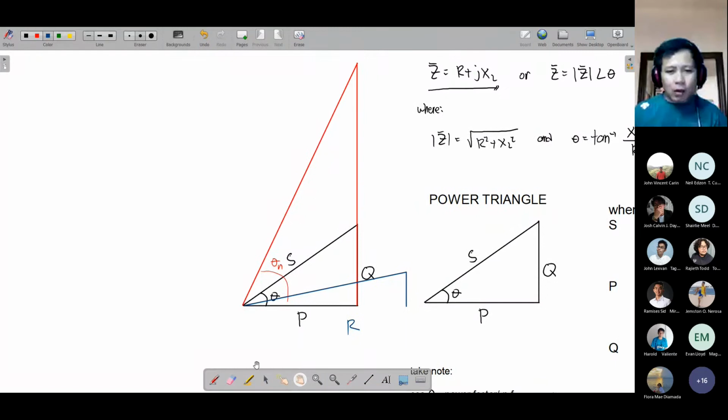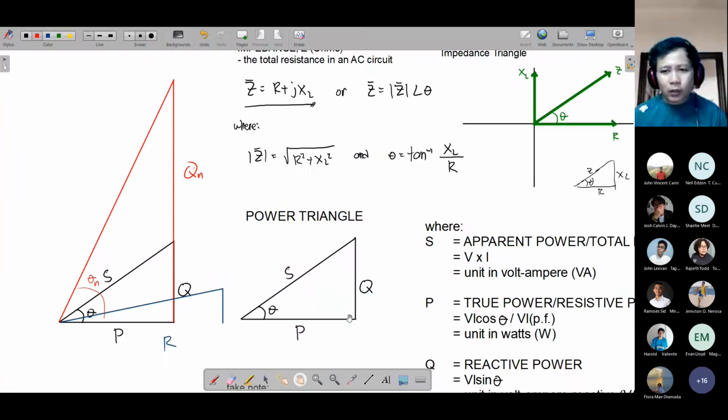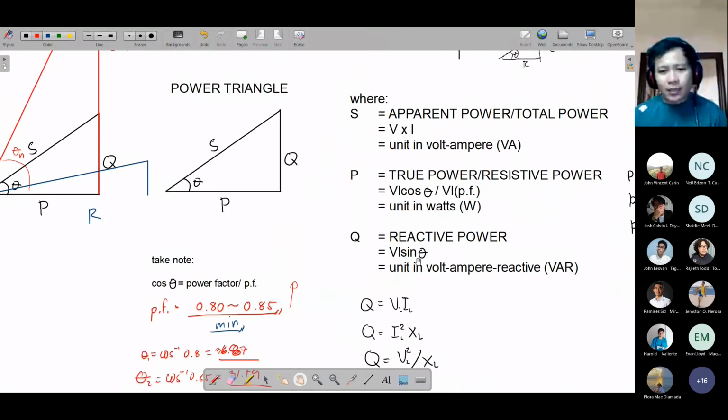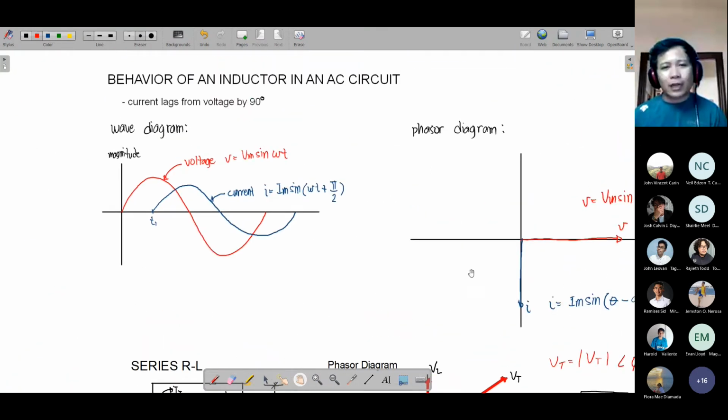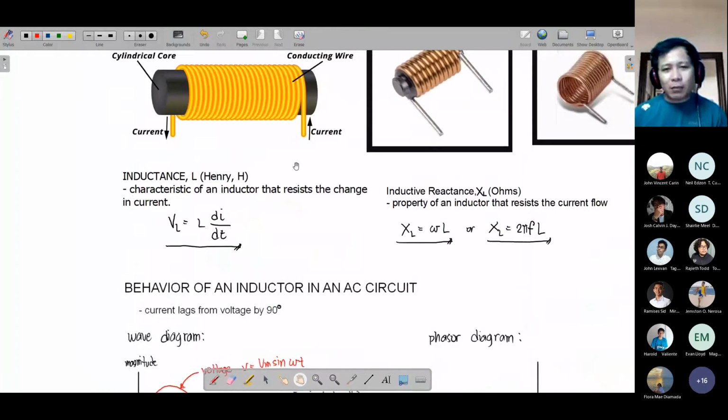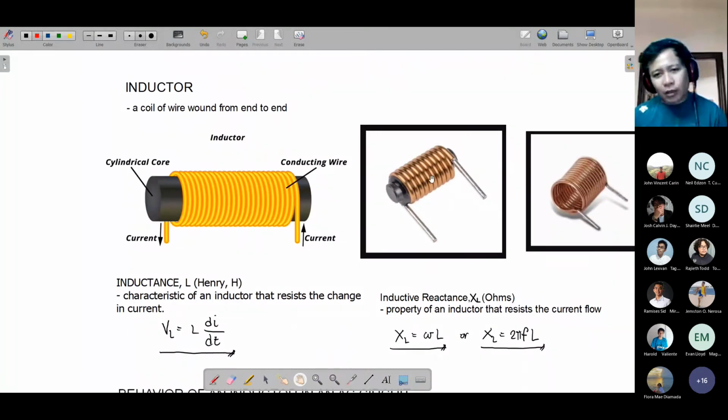Kung nisaka ang angle, very obvious nga nisaka imuhang Q, this will be your Q new. Kung nisaka imuhang Q, pasabot nisaka ang imuhang reactance, nidaghan ang imuhang inductance. Kung nidaghan ang inductance, pasabot nidaghan ang imuhang inductor, ang component nga naay inductor.